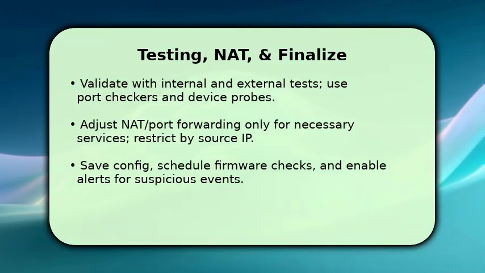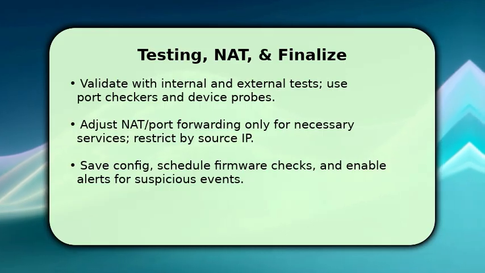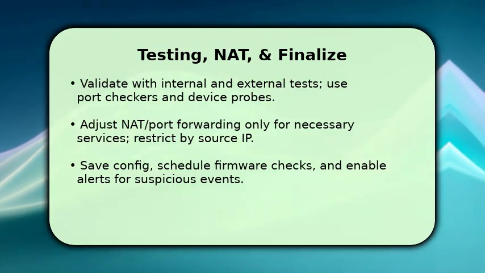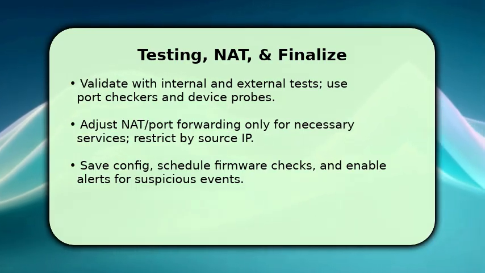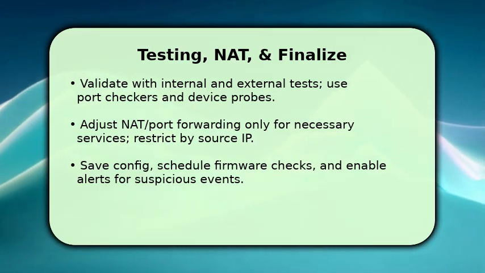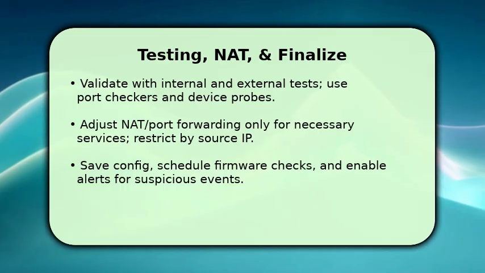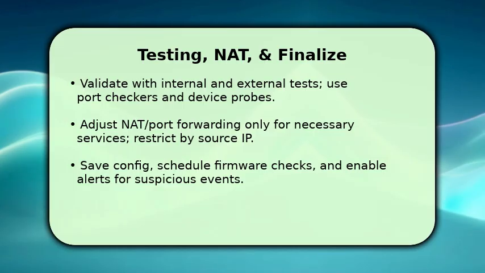Use support checker, ping, and try services from a remote network to confirm rules and NAT behavior. If you need port forwarding, add minimal, source-restricted entries and avoid broad open ports. That keeps exposure low. Once confident, save the configuration permanently, schedule firmware and rule reviews, and enable alerting for suspicious events so you detect changes quickly.